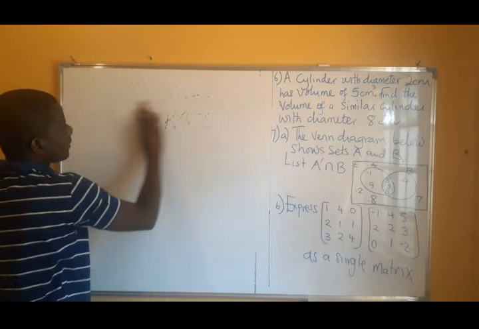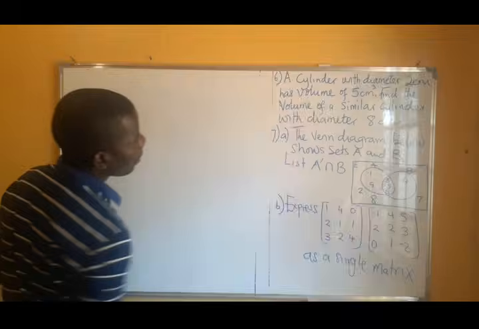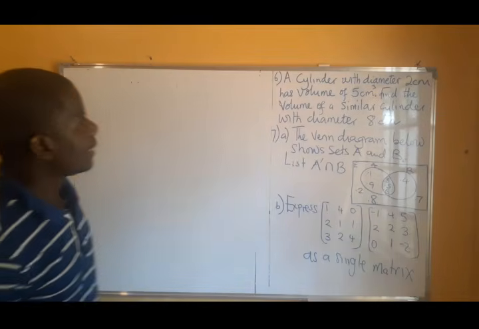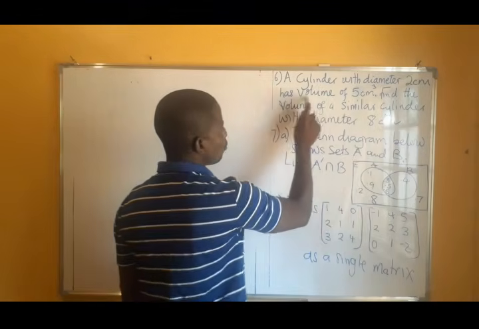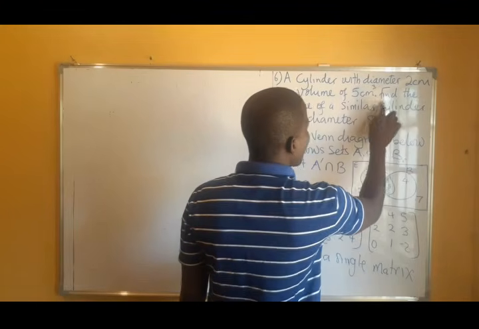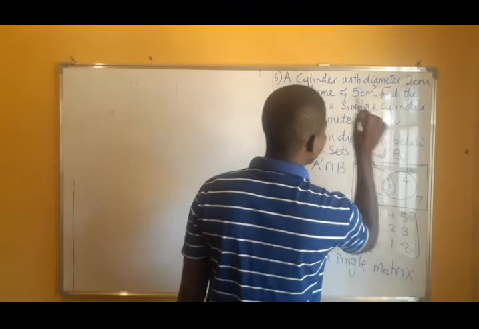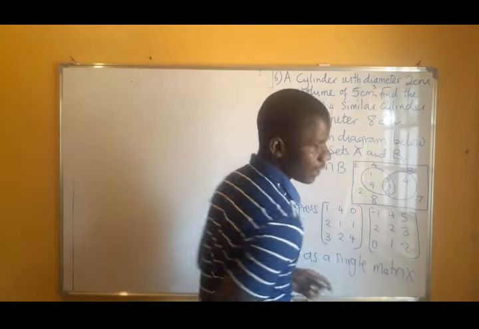Look at question 6. So question 6 says, a cylinder with diameter 2 centimeters has a volume of 5 centimeters cubed. Find the volume of a similar cylinder with a diameter 8 centimeters.